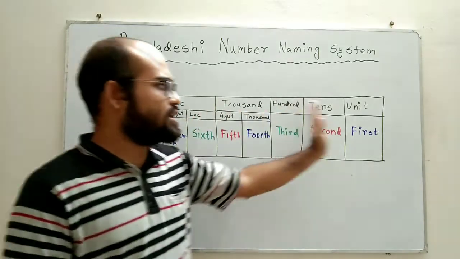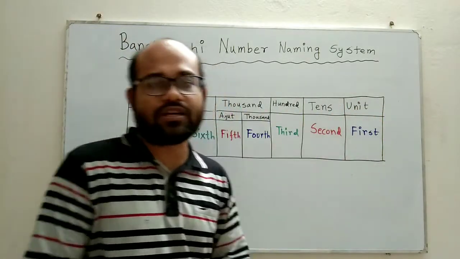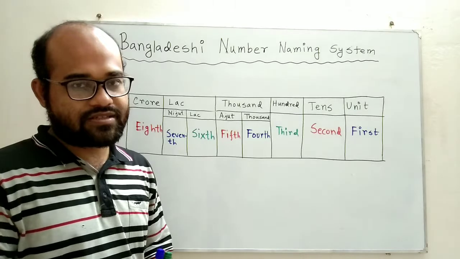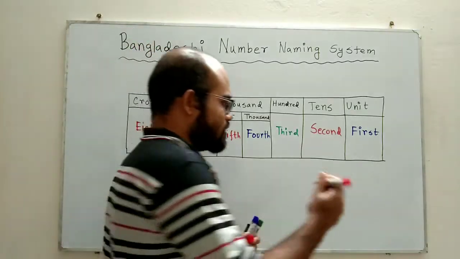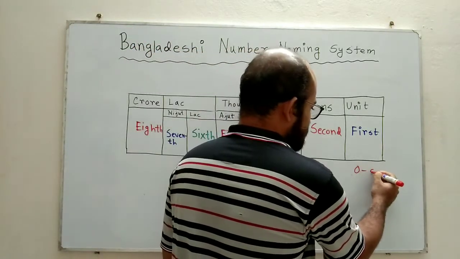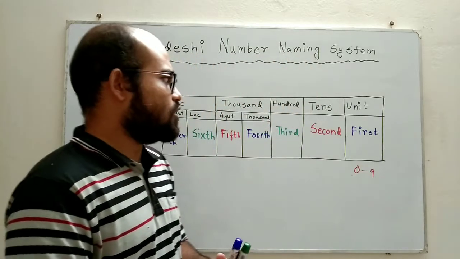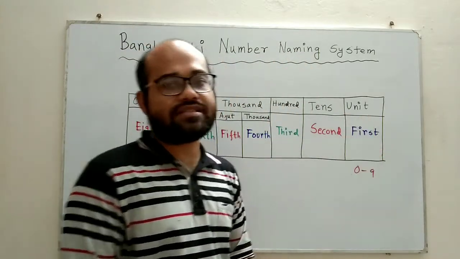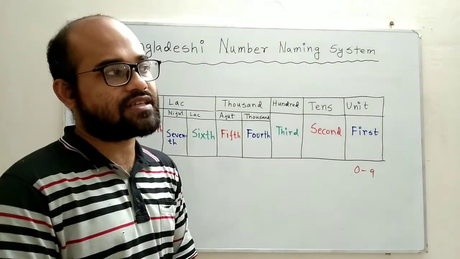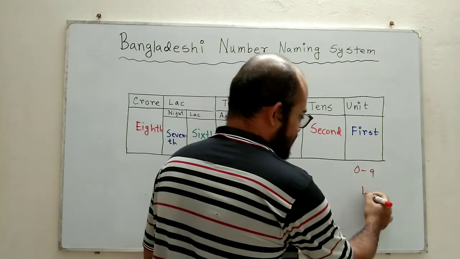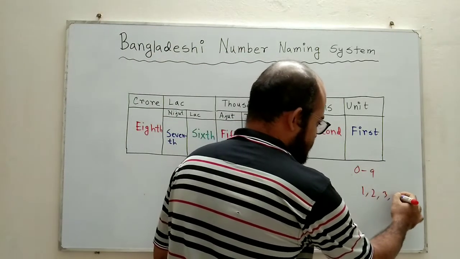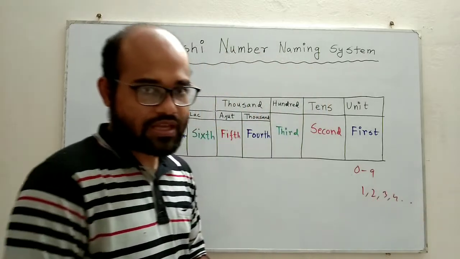Starting from the extreme right corner of a number, we have what? We have the units place. And in this units place, we can have digits from 0 to 9. And only the unit place is utilized while expressing a number having a single digit. For example, 1, 2, 3, 4, etc.